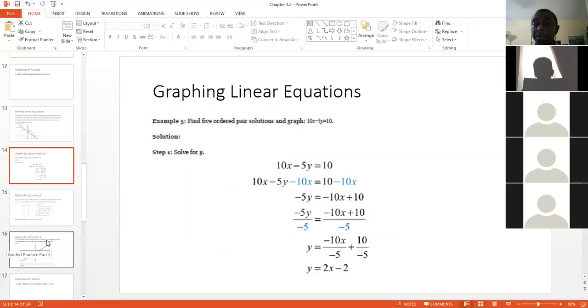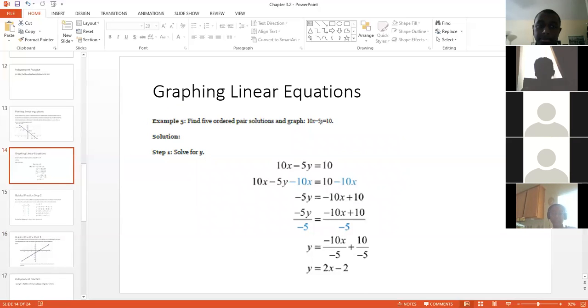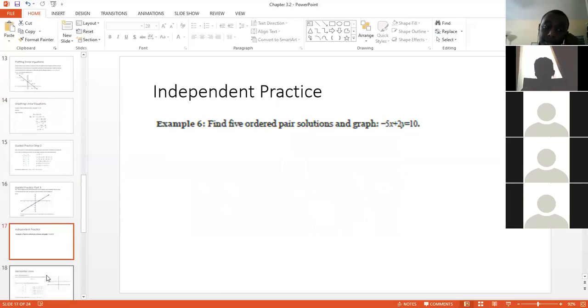Does this make sense, how you graph linear equations? Thumbs up, thumbs down. Everybody else? Alrighty. Here's some independent practice. Find 5 ordered pair solutions and graph negative 5x plus 2y equals 10.